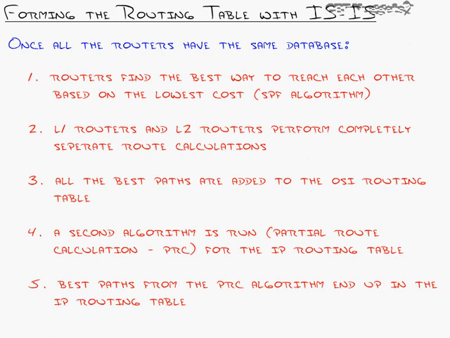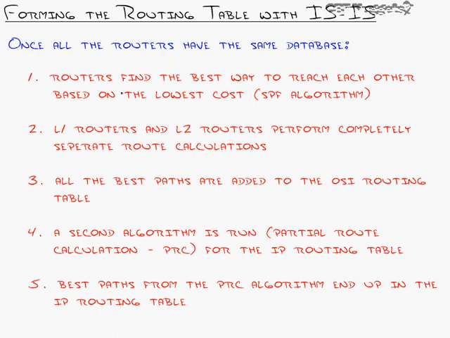So once all the routers have exchanged their routes, and we talked about this in the concepts part 2 video, the one right before this. We talked about how they exchange their routes using those link state packets. And once that happens, the routers will find the best way to reach each other based on the lowest cost. Now that is done using the SPF algorithm, just like OSPF.